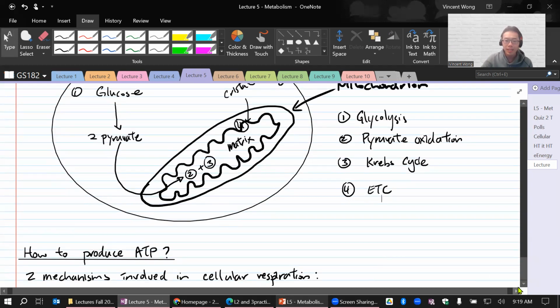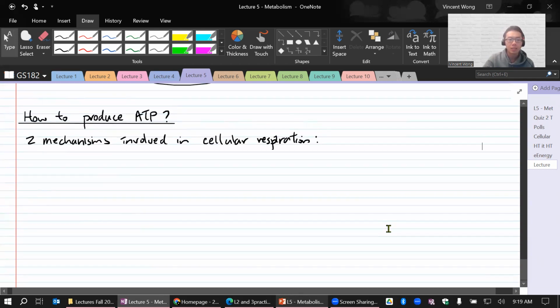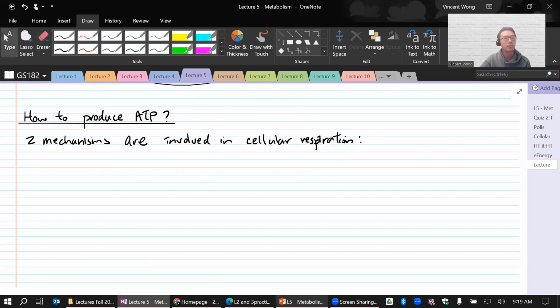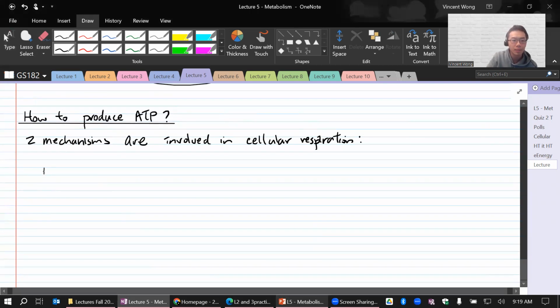Okay, so how to produce ATP? Two mechanisms are involved in cellular respiration. Mechanisms just means method, right? Two mechanisms are involved in cellular respiration. Okay, so let's talk about method number 1. I'm sorry that these names are really long and complicated, but I didn't make them up.